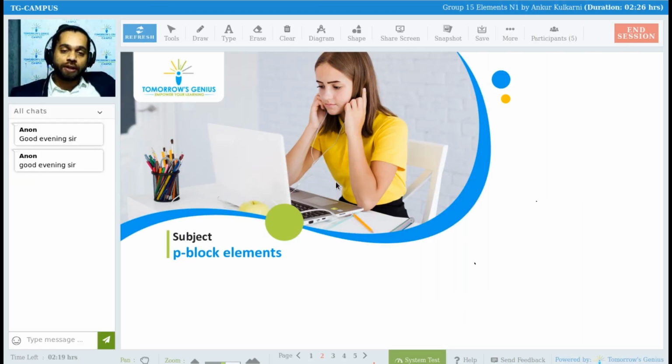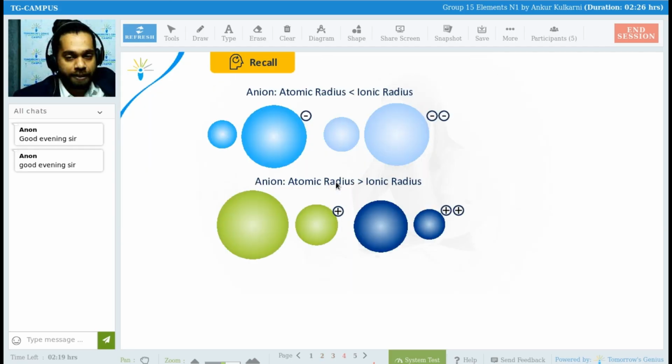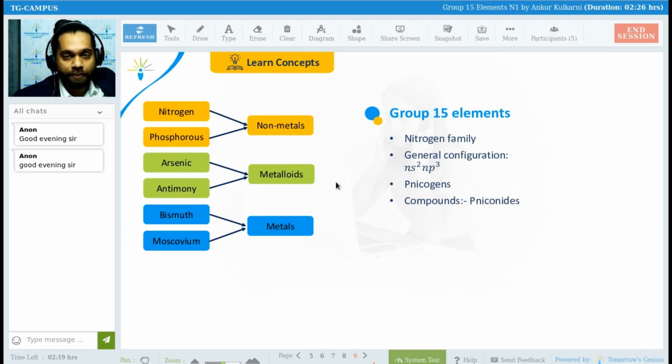Chalo, so let us begin, everyone. Today we are going to start with the huge chapter, the P block. We have to do some of the basics first.